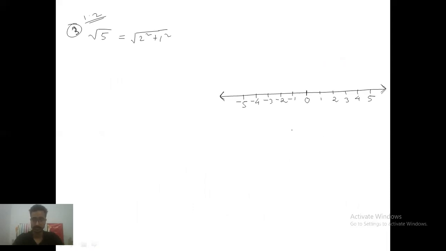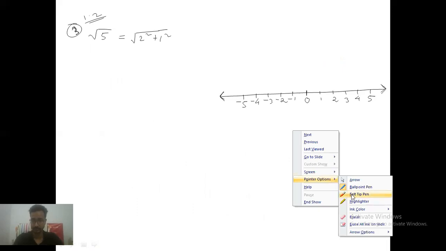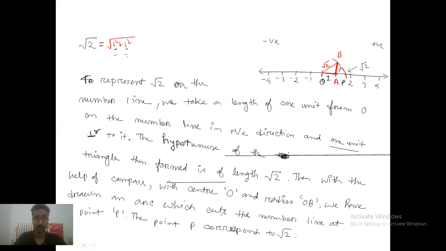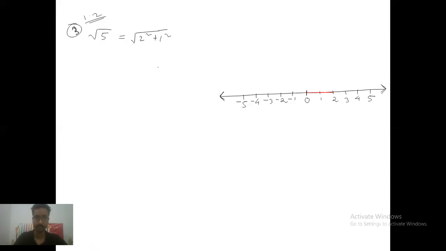That means, okay, let me change the color of the pen. First you have to take 2 units. That means from here to here you have to take. See that in the previous one, this is 1 and 1. That's why we are taking 1 unit from O along the positive direction, and the perpendicular is also of length 1 unit. But here the base will be, that means this is the base. You can write down 1 and 2 also, this is no problem. But for your convenience, you can write 2. So first you have to take 2 units. Suppose this is point A, 2 units.